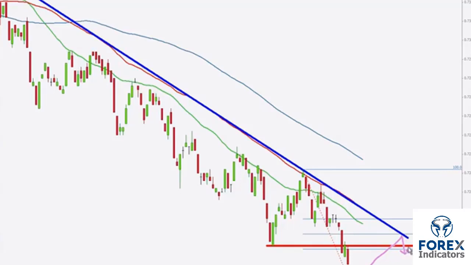Again, should we get a bounce, if price upon retracing simply breaches above, well, you know what to do. You simply take no trade. But if we do get a bounce, again, fantastic area to click on our sell buttons.